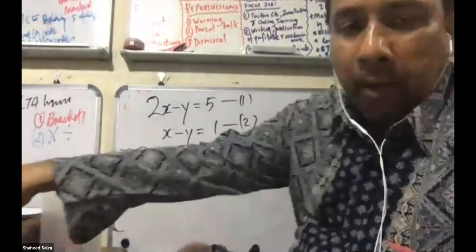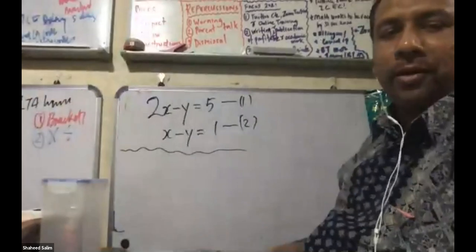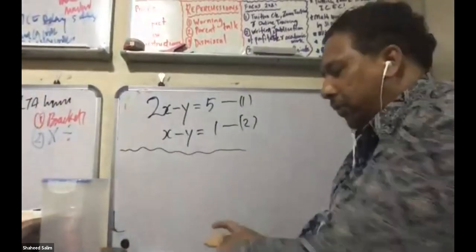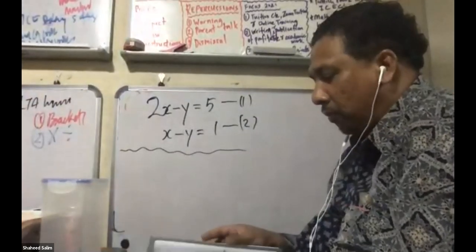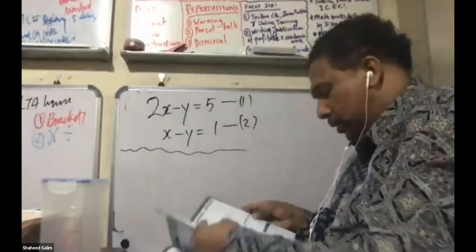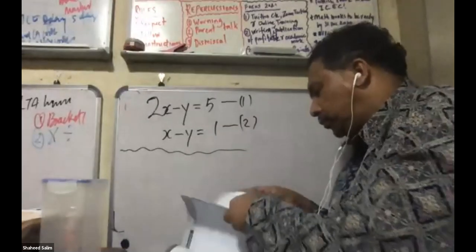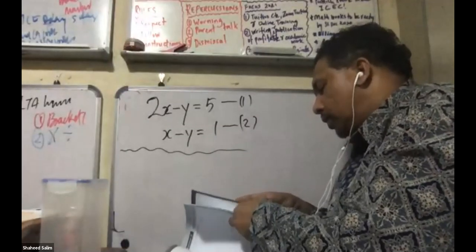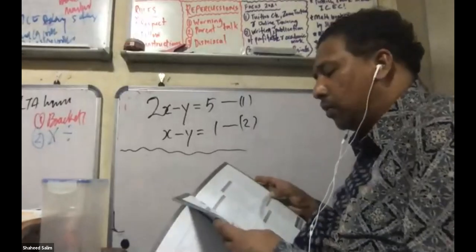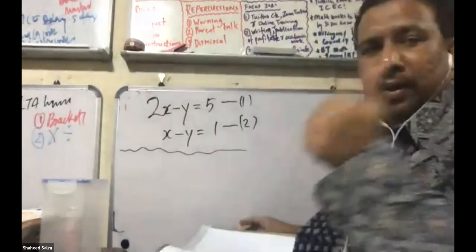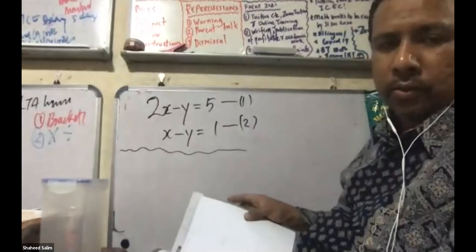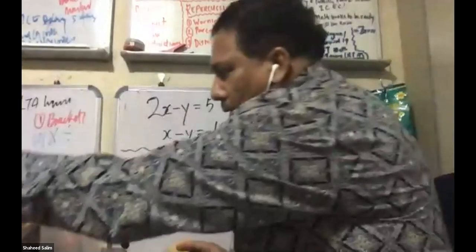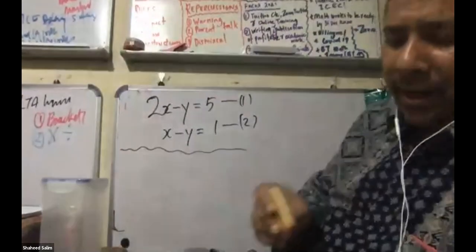Shafi, you finish yet, Shafi? Okay, what's your answer, Shafi? X equals to 4, Y equals to 3. Wait, hold on. X equals to 4. Okay, well done. Easy, are you? What are you weak at, Shafi?